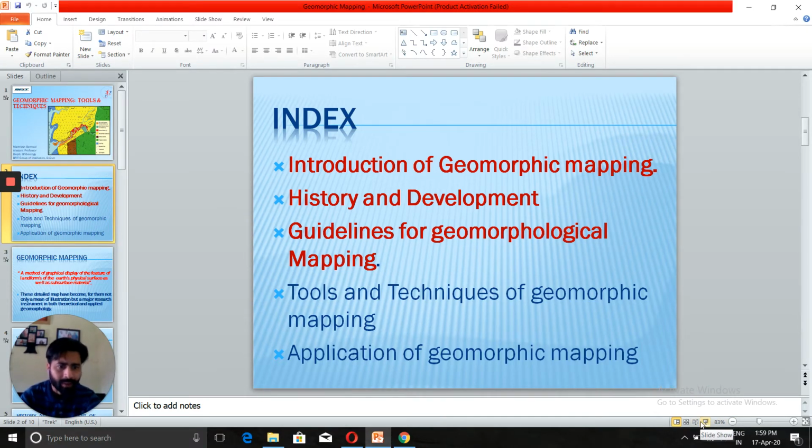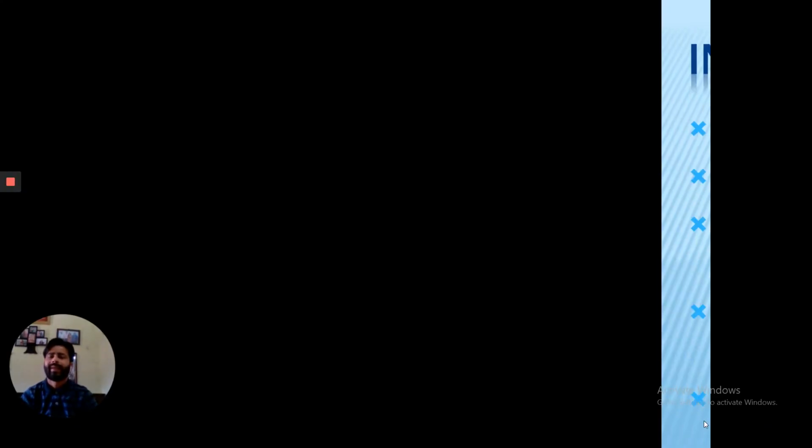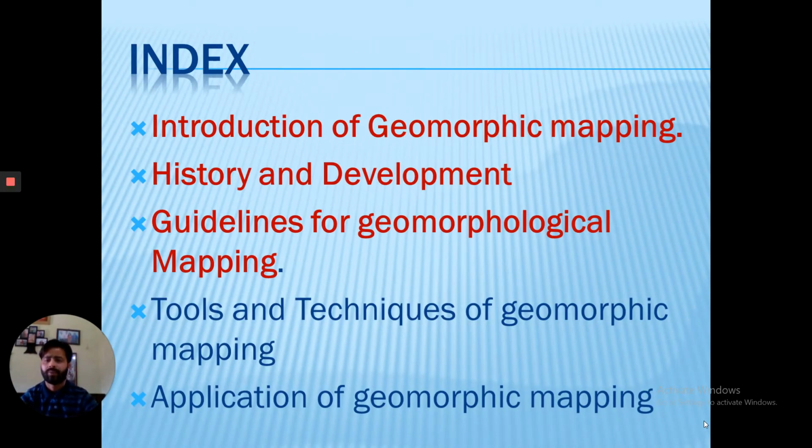Next slide. Then after we elaborate it one by one, that's the index. Basically, 5 terms we discuss in this slide. One is introduction of geomorphic mapping. Second, the history and development. Third is guidelines for geomorphological mapping. Fourth is tools and techniques of geomorphological mapping. And the last, applications of geomorphic mapping. Today I will discuss only 3 topics: introduction, history and development, and the guidelines for geomorphic mapping. And next day we discuss tools and techniques and applications.